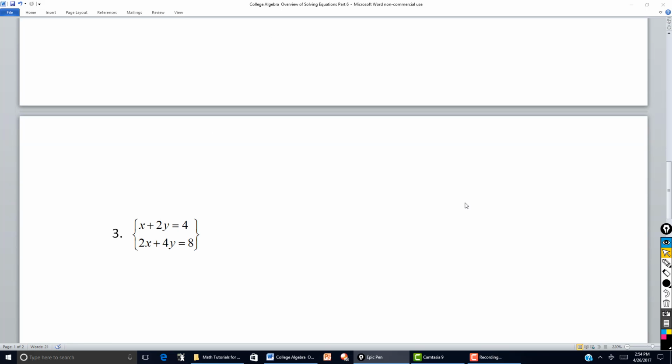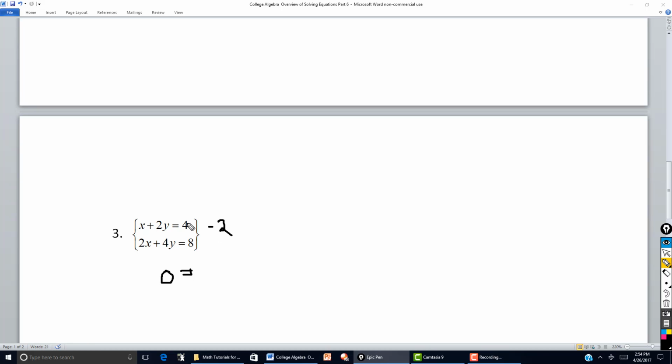Now, in the next one, again, we want to eliminate one of the variables. So I'm going to multiply the first equation by -2 to cancel the x. So that'll be a -2x and a 2x. Notice they're going to cancel. But also when I multiply the second term of each equation, it's -4y and 4y. That also cancel. So that's going to be 0 on the left side.